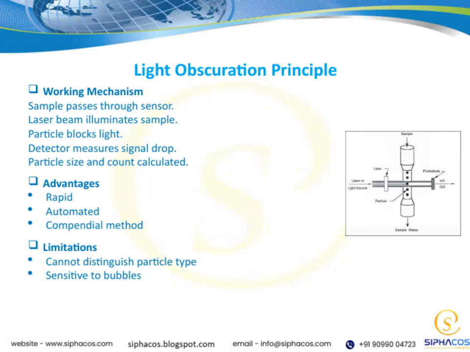Let's talk about the light obscuration principle and how it works. A sample passes through a sensor, where a laser beam shines on it. When a particle blocks the light, the detector notices a drop in the signal. From this, it calculates both the size and the number of particles. This method is rapid, automated, and widely accepted in official guidelines. But it does have limits. It can't tell what type of particle it detects, and it's sensitive to bubbles, which can affect accuracy.